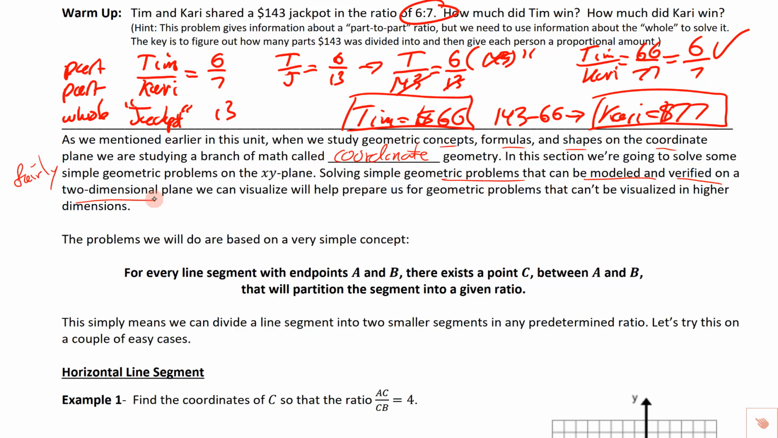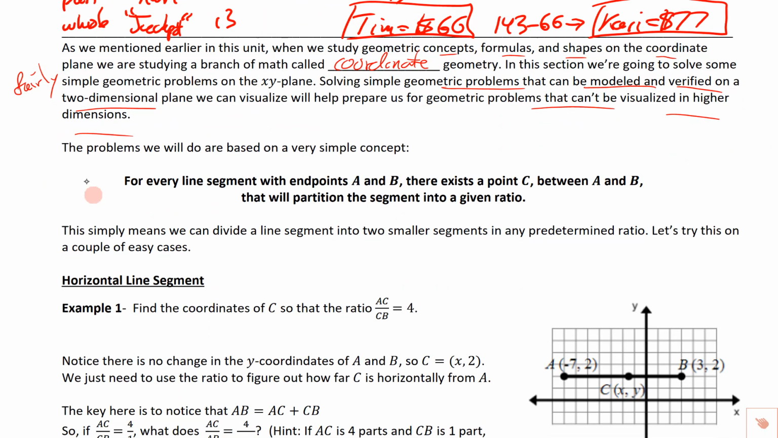A couple of these are pretty easy. Some of them get pretty challenging. But if we get used to visualizing things and coming up with a method that works in 2 dimensions, then we can do things that are in higher dimensions that we have a really hard time visualizing, but we can rely on the method in order to solve it for us. So, really simple idea. This is what we're doing today.